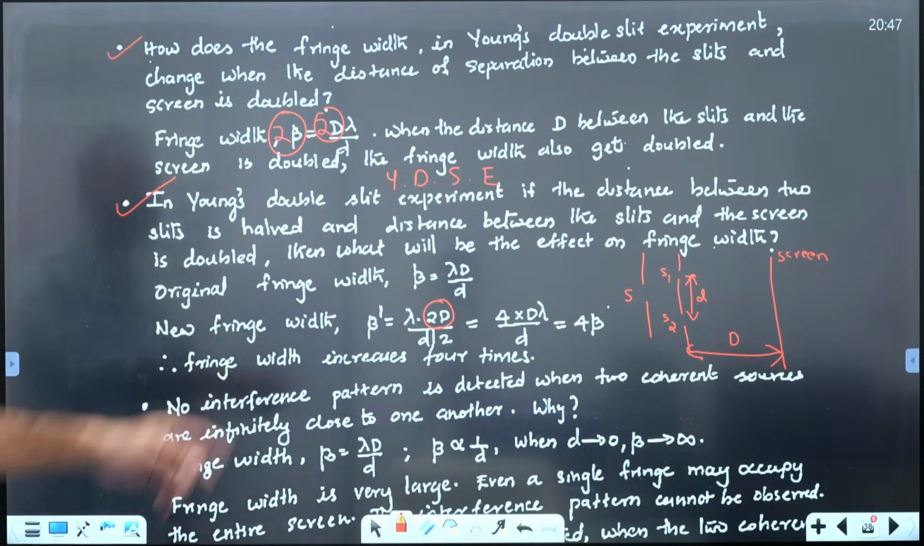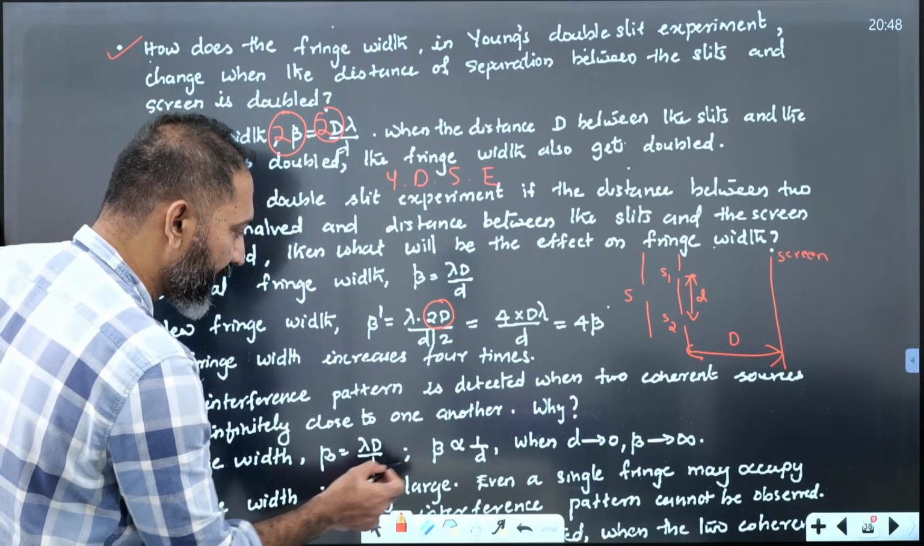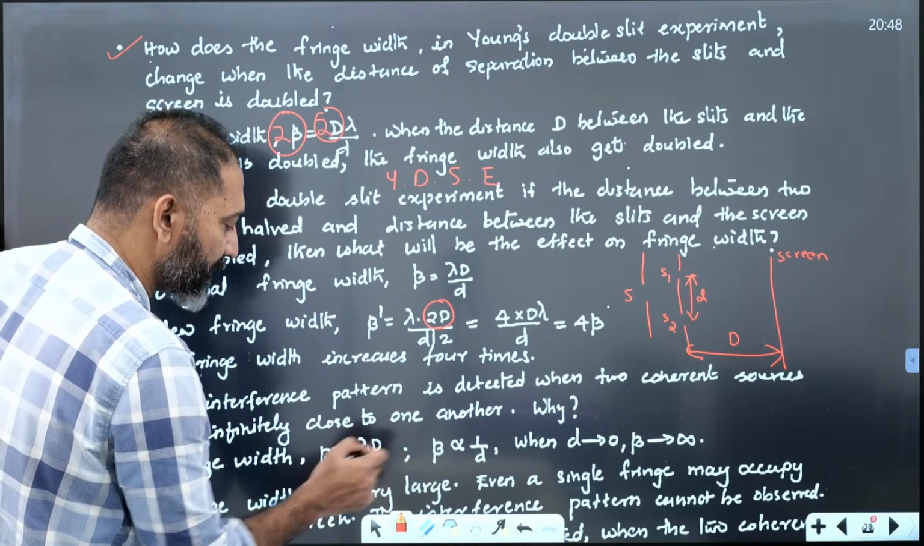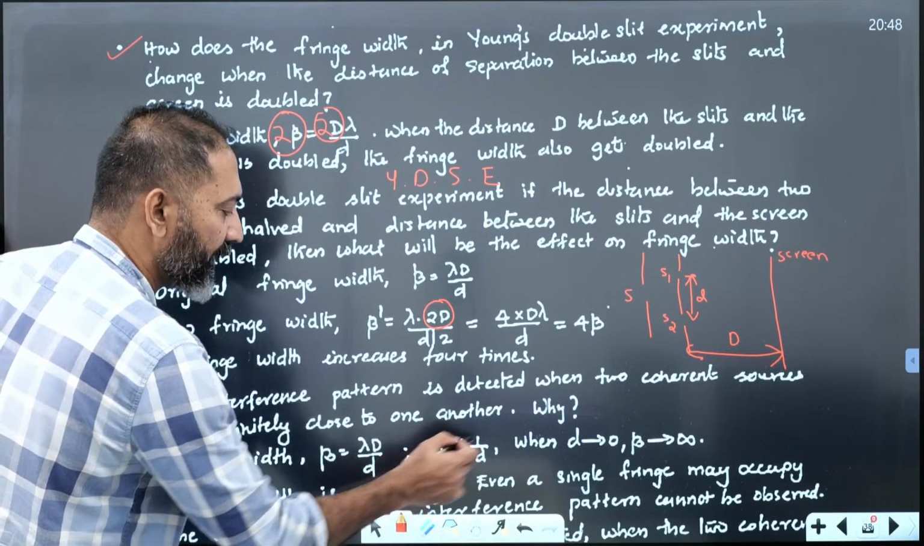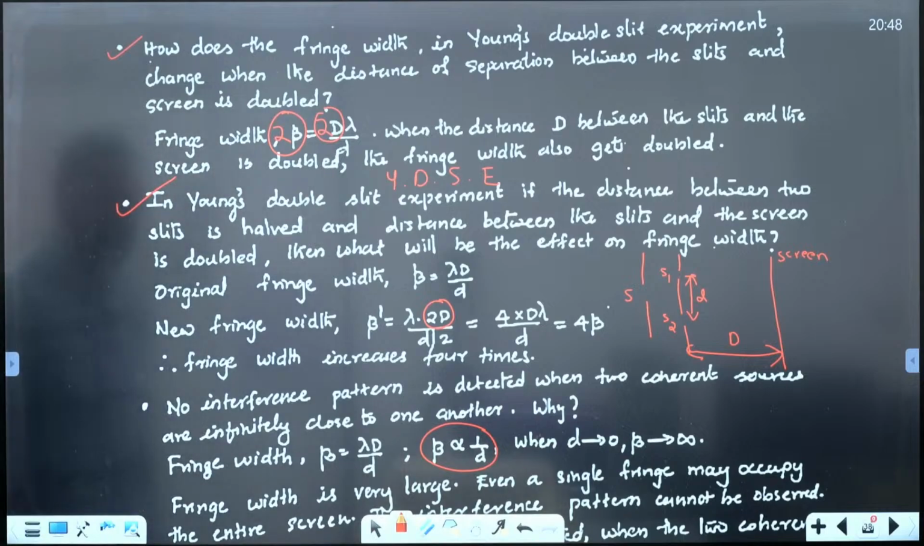Next, no interference pattern is detected when two coherent sources are infinitely close to one another. When coherent sources are very close to one another, the distance between the coherent sources and the screen, capital D, is fixed, and the wavelength of light is fixed also. So beta is directly proportional to 1 by d. When d becomes 0, fringe width becomes infinity. That means the fringe width is very large. Even a single fringe may occupy the entire screen. So what is the problem? We cannot see the interference pattern when the two coherent sources are very close to each other.